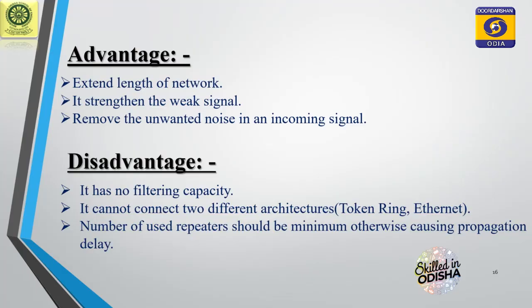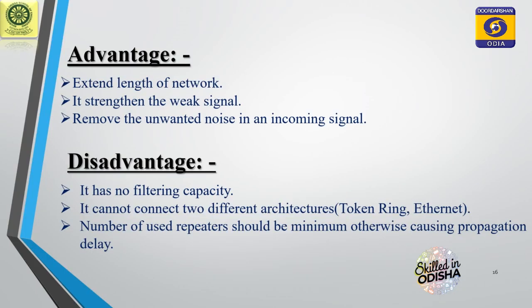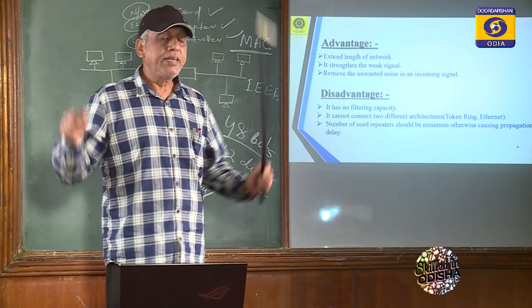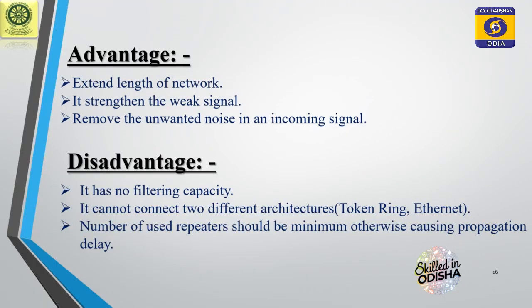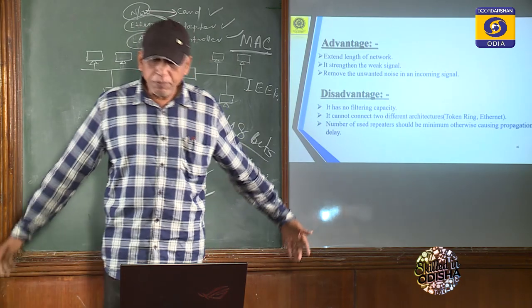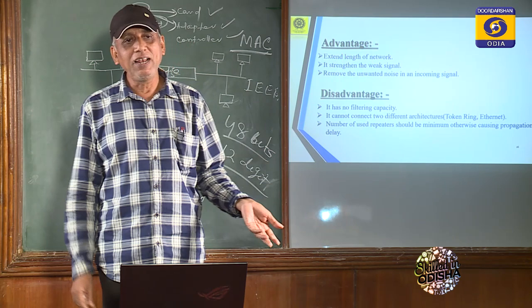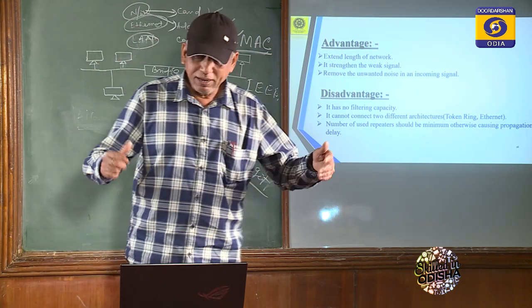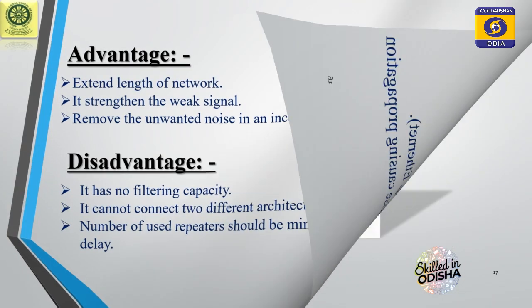Then the disadvantage: it has no filtering capacity, no filter at all, and it cannot connect two different architectures, for example token ring and Ethernet. The number of repeaters used should be kept to a minimum. You should not use any number of repeaters to expand the network, because that makes a propagation delay, meaning the time taken to recover or transmit the signal is maximum. So this is the disadvantage.